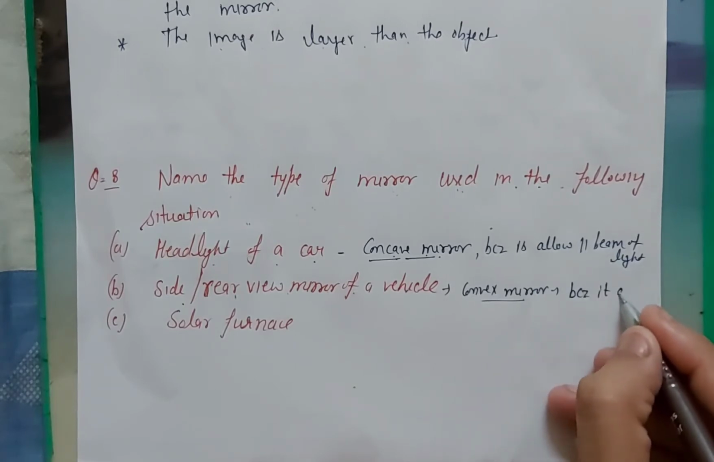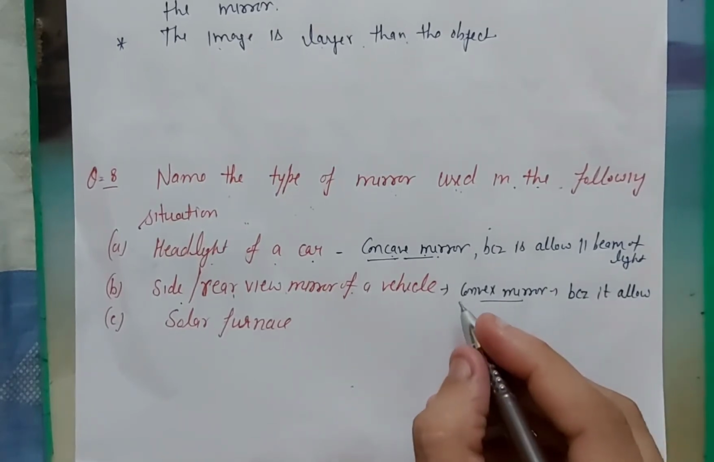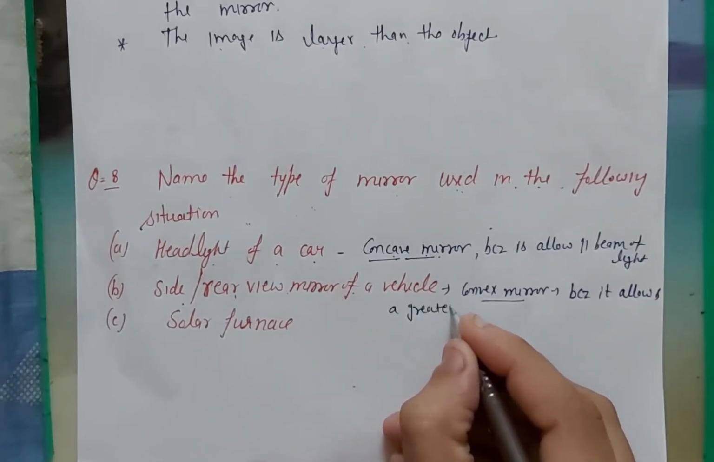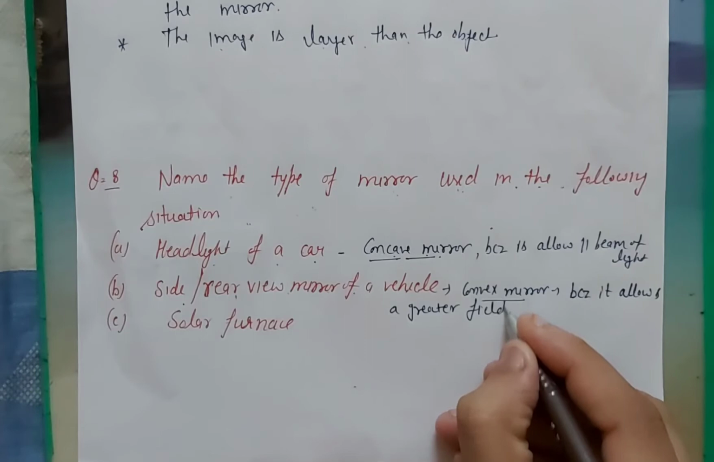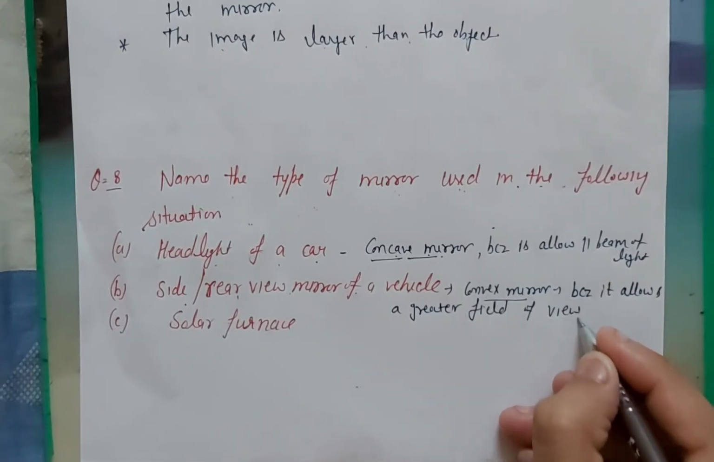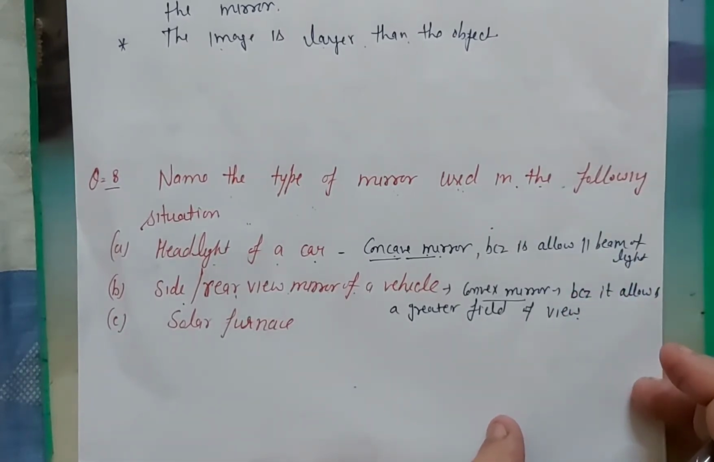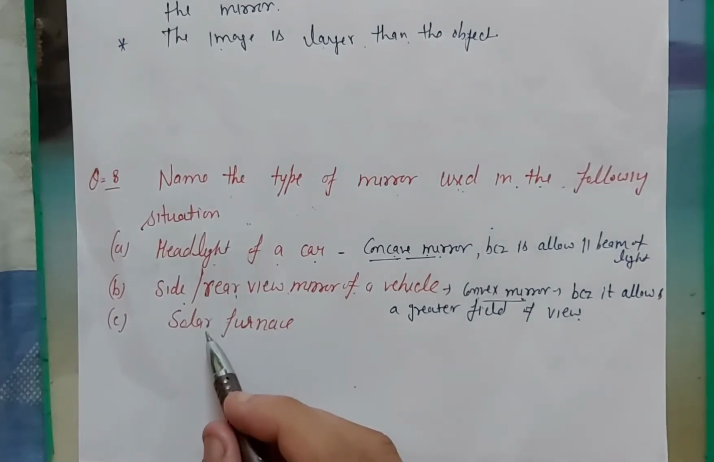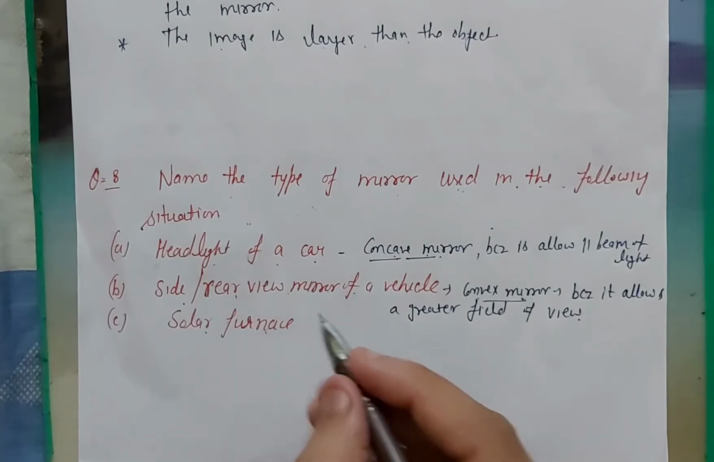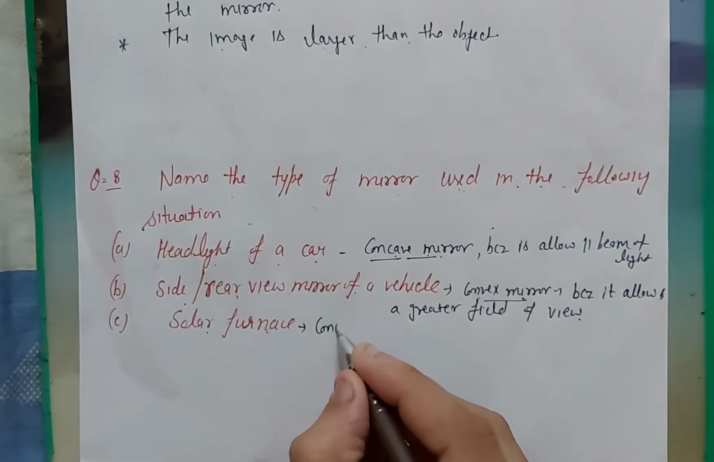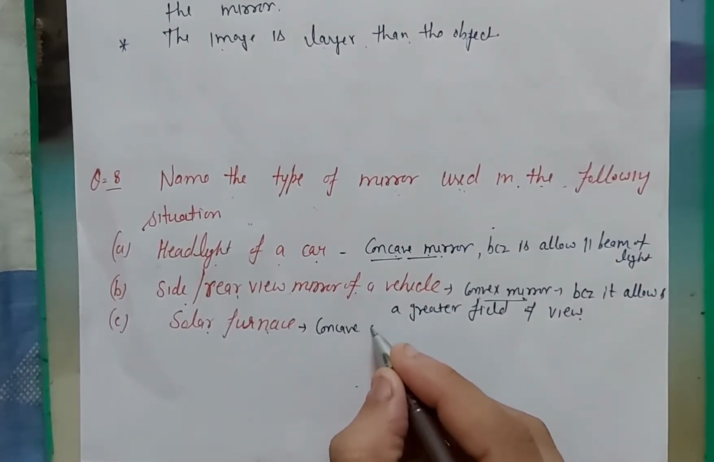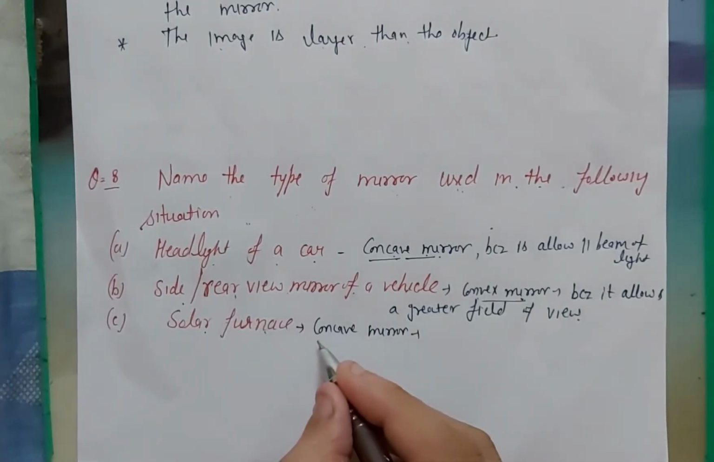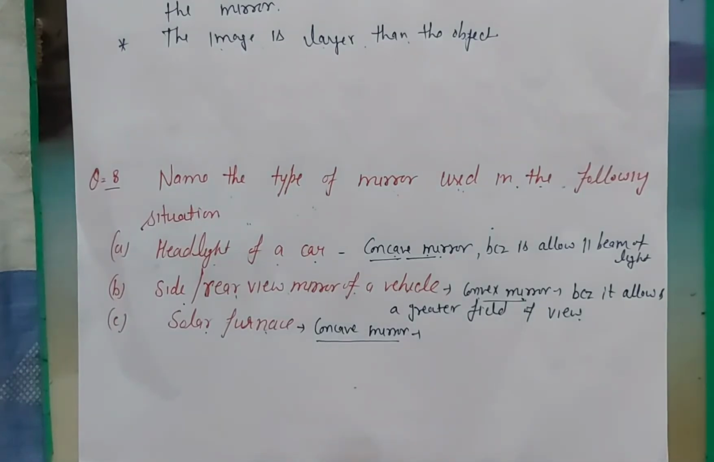It allows a greater field of view. So we can cover a large area if we use a convex mirror. Next is the solar furnace. In this case we will use a concave mirror. Why will we use a concave mirror? Because a concave mirror is a converging mirror.